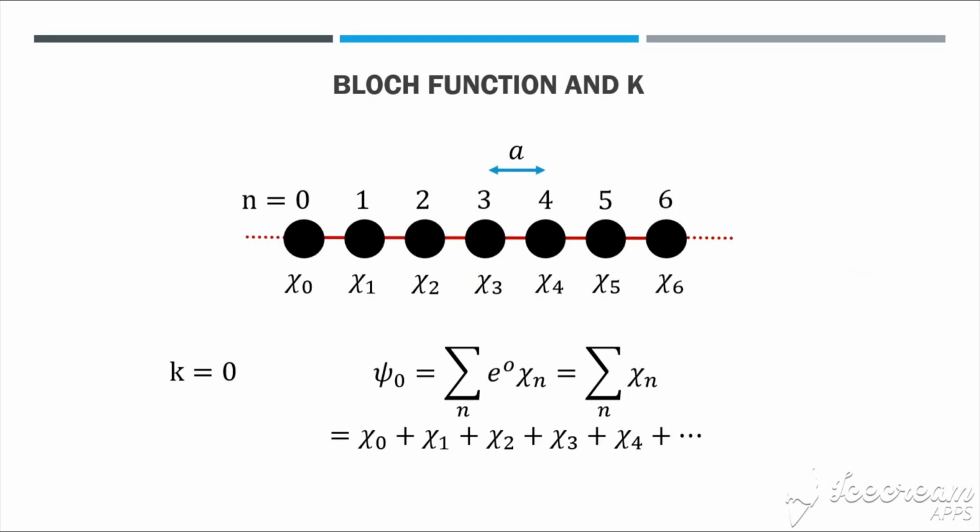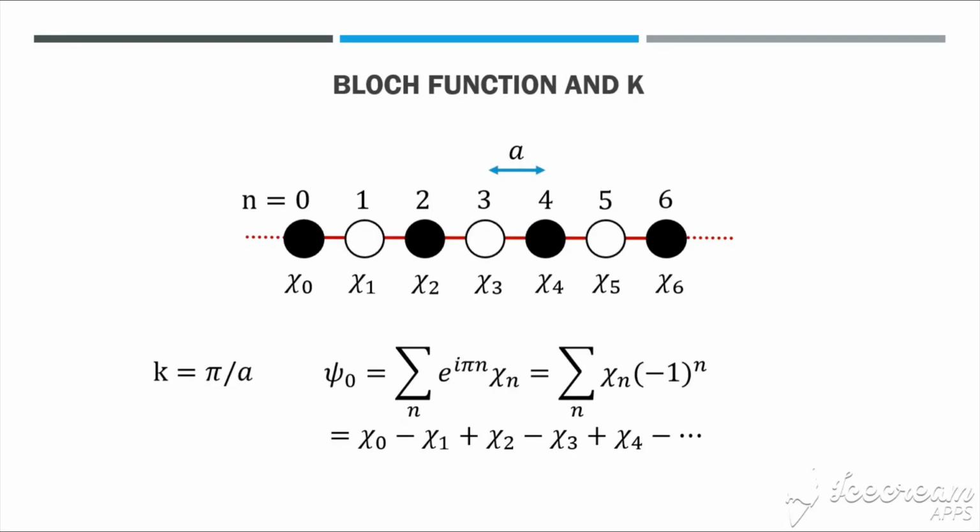Then the Bloch function will give us this result, where we have plus 1 as a coefficient in front of all of our basis functions that correspond to all of the 1s orbitals being in phase with one another. If you remember back to the example that I gave before, this plane wave should correspond to the lowest energy orbitals. What if we set k equal to pi over a?